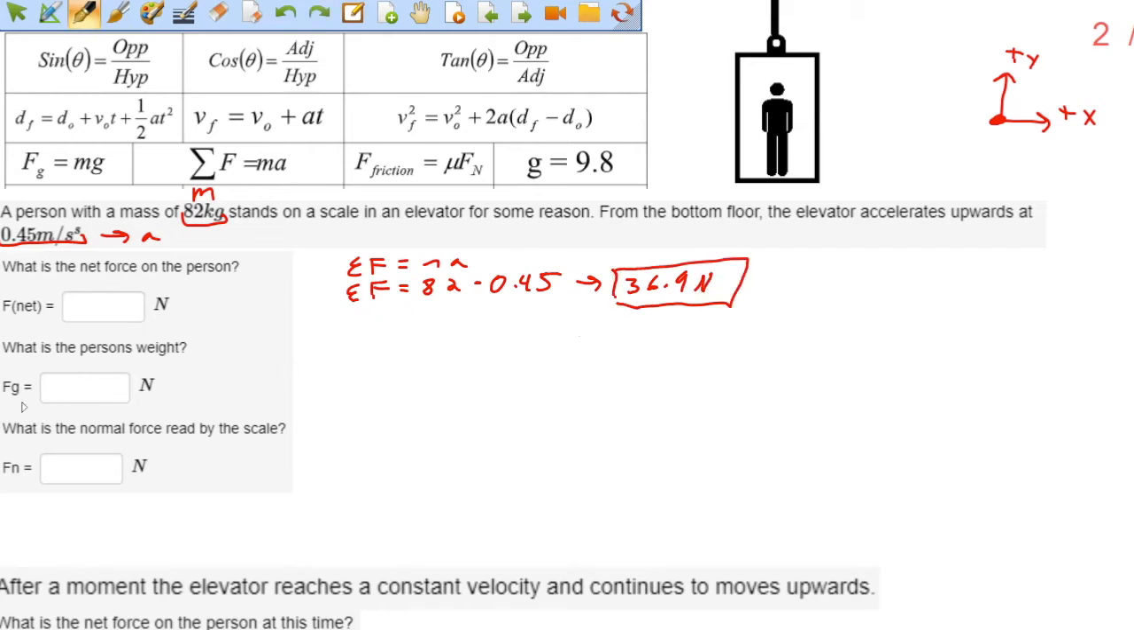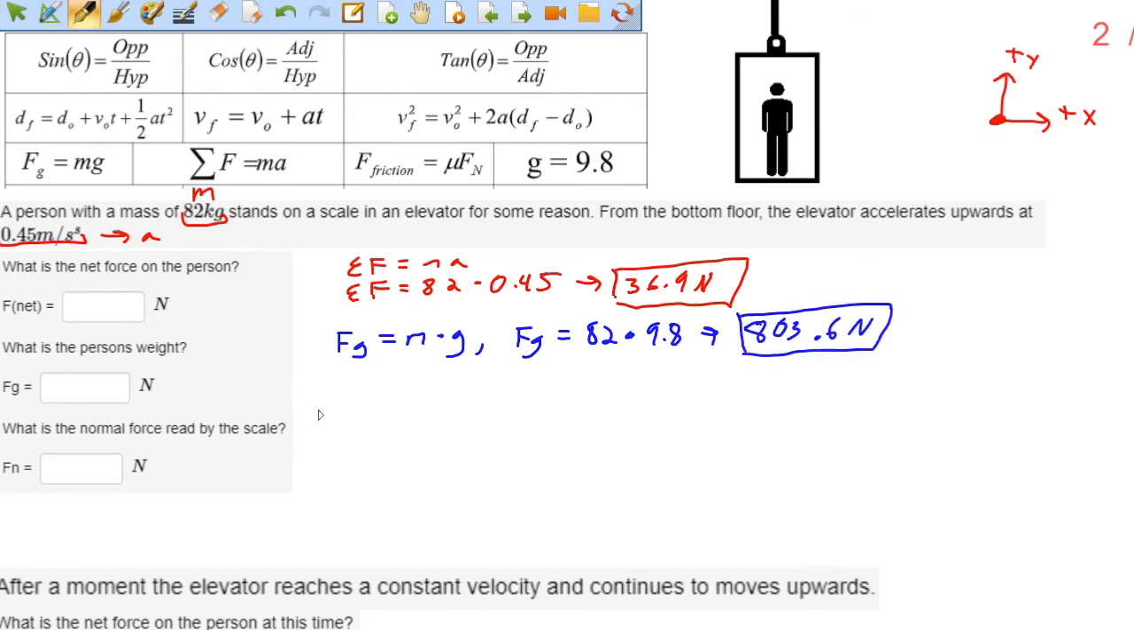Well, by weight, we're talking about force gravity here. And we know that force gravity is just calculated by taking the mass times the gravitational pull. So we would find out that force gravity is equal to 82 times 9.8 because they're on Earth. We solve and we get a force gravity of 803.6 newtons. Now that we have force gravity, we want to figure out what the normal force read by the scale is.